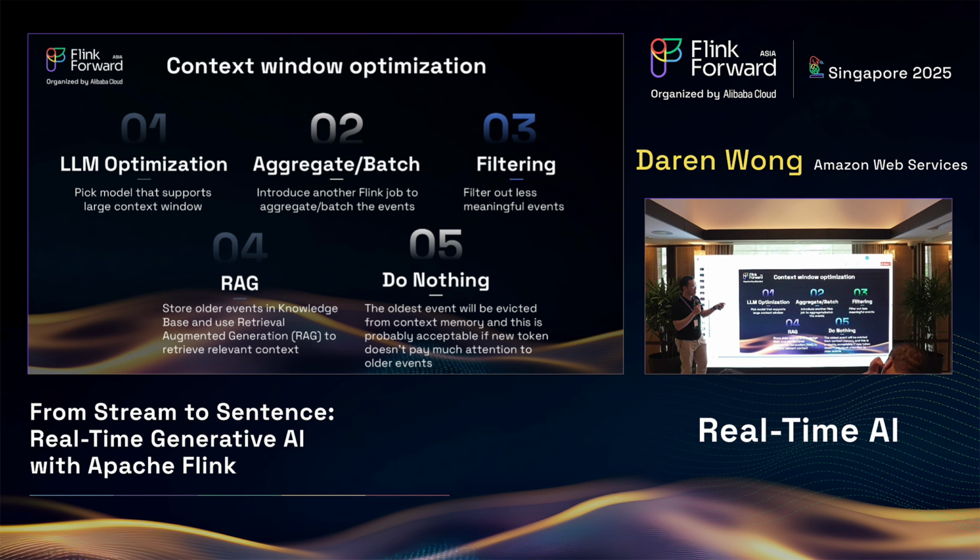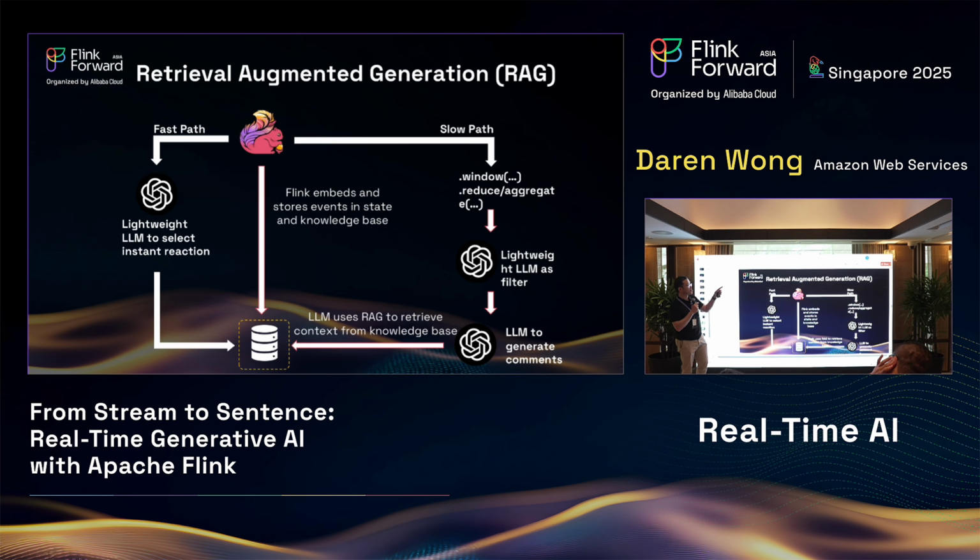Here, let's dive deeper into how we can implement RAG to solve this problem. So in this slide, what you can see is the Flink job, when it receives the event, it parallelly sends a prompt to the fast path and the slow path, and in addition to that, it also parallelly embeds and stores the event in state and to the knowledge base in real time. So the knowledge base here is being updated in real time, and then the LLM can just use RAG to retrieve the context from the knowledge base when it needs it. So this is how we can implement a simple RAG in our Flink job.